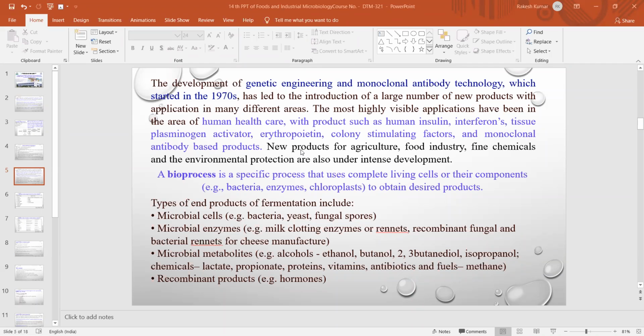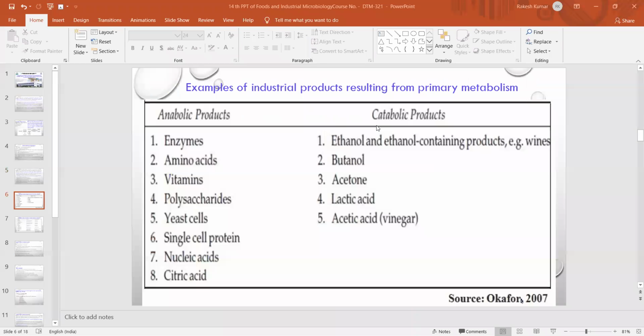A very important and most recent recombinant product is hormones, which are used in different medicines, and you can also produce them by using different types of bioprocessing methods. If you talk about the different kinds of industrial products, they are generally divided into two groups: anabolic products as well as catabolic products.